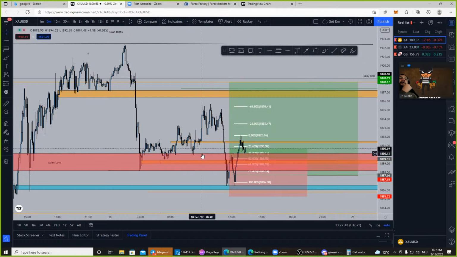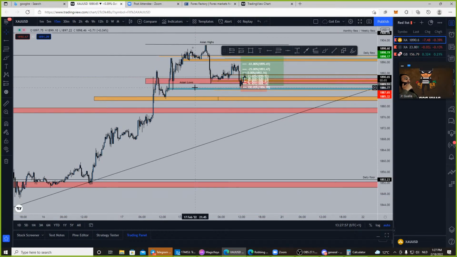12 pips. I'd love to see the London highs to be taken out, then hard sells. I agree. They already took out the Asian highs.